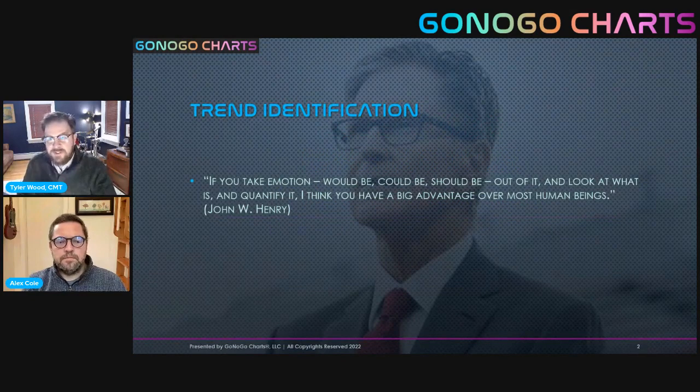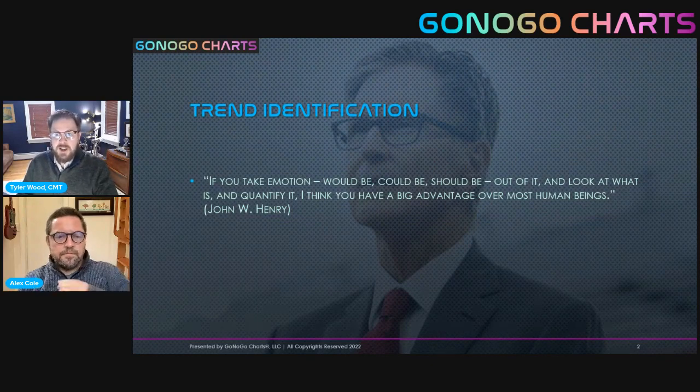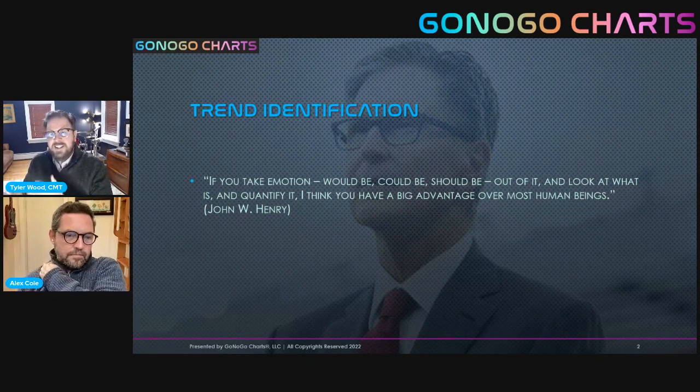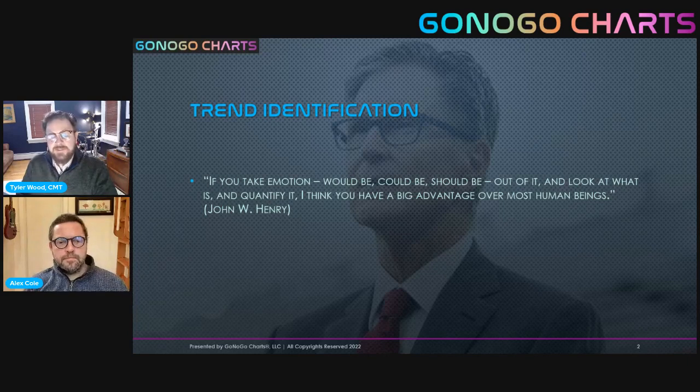If you've read the book or seen the movie Moneyball, you know that he was instrumental in equipping the Boston Red Sox with that idea of statistically derived player selection, right? We know from his humble beginnings on a soybean farm in Southern Illinois, he learned the commodities trade, and his quote is that if you take emotion, the would be, could be, should be, out of your process and look at what is, actually quantify it, you have a big advantage over most human beings.